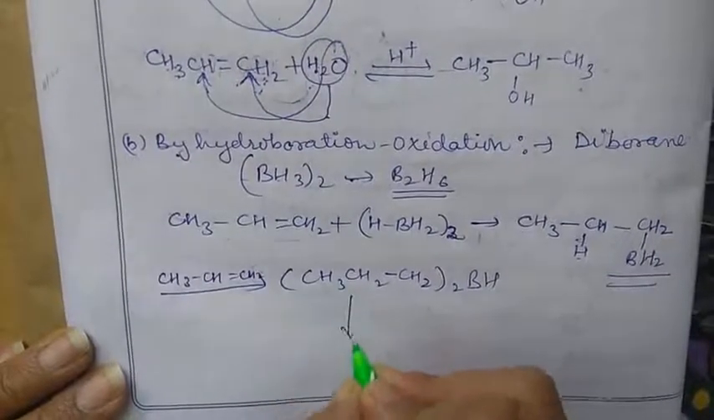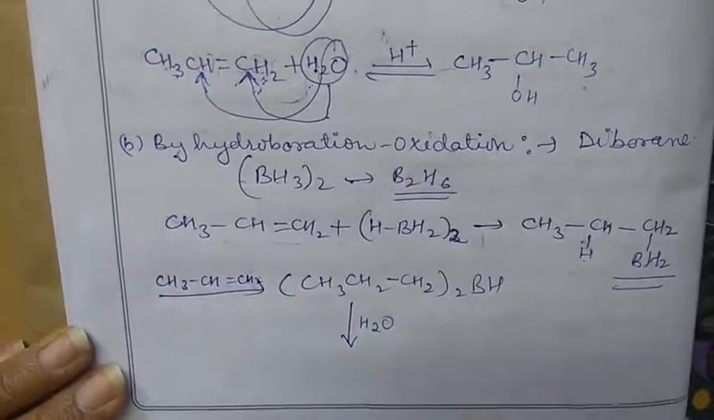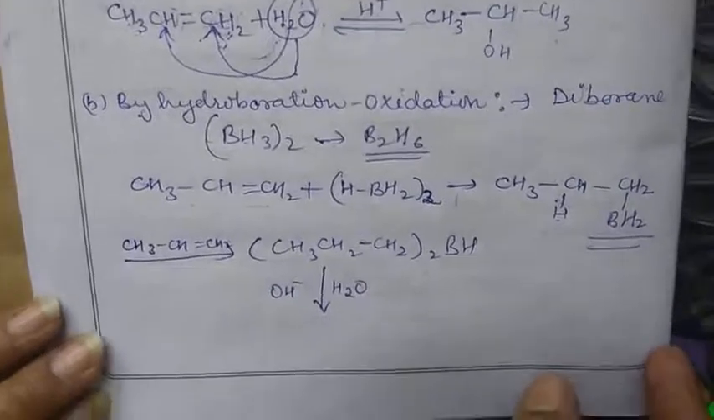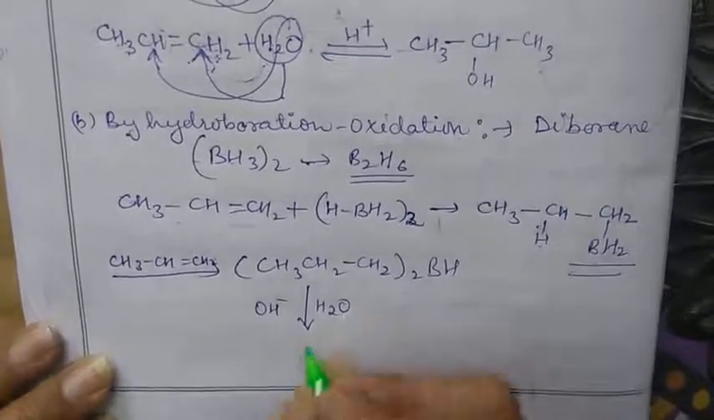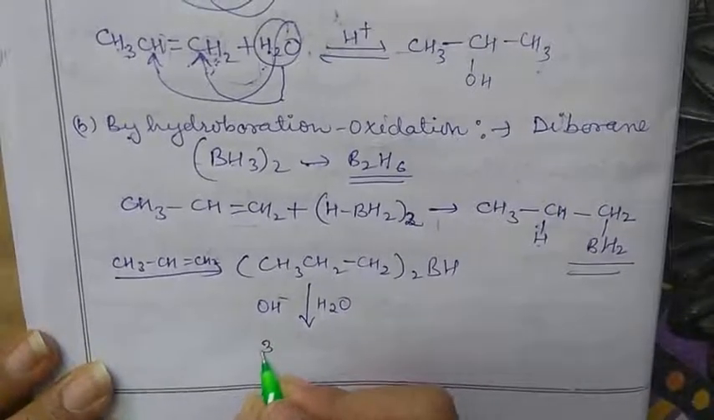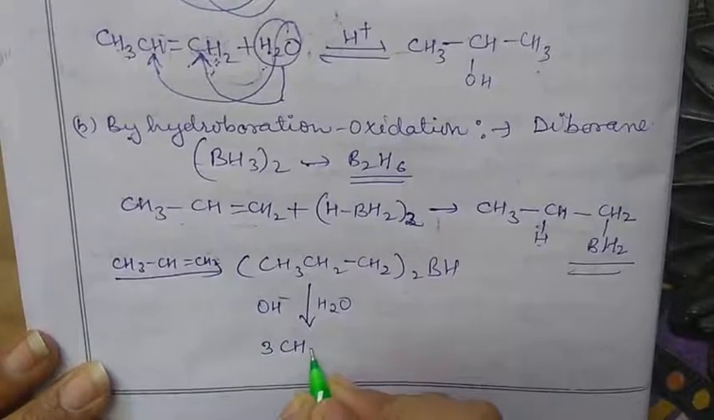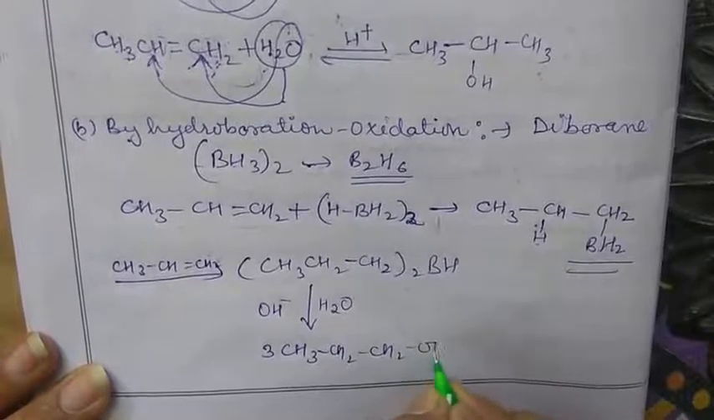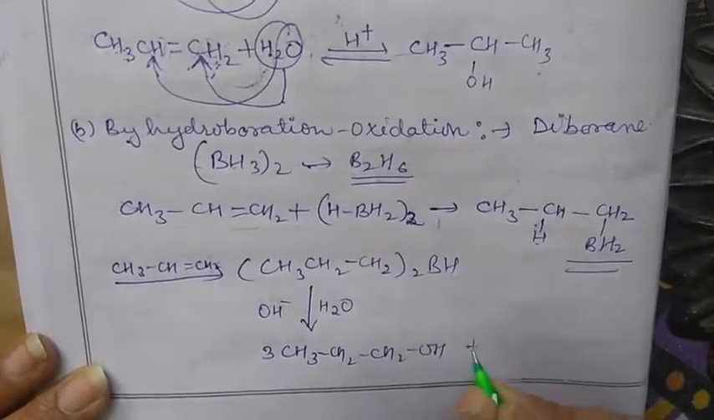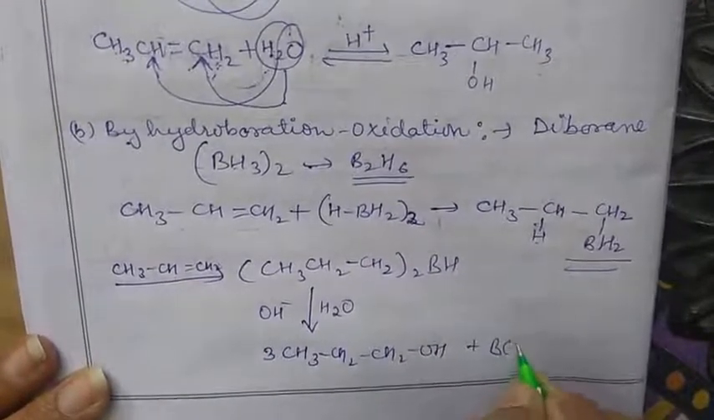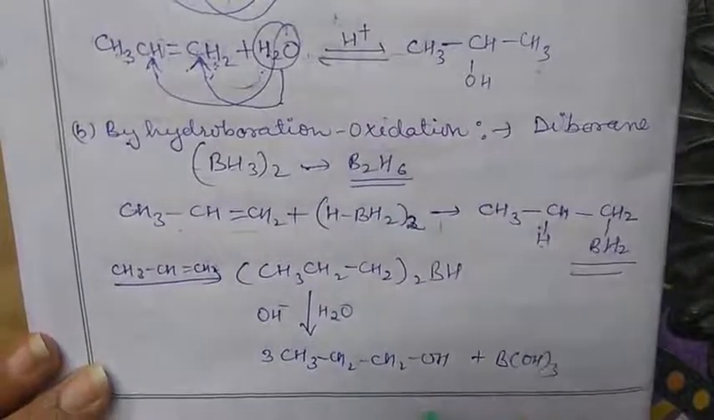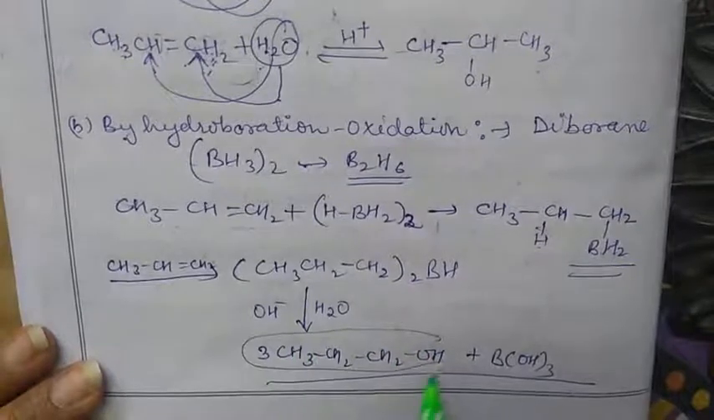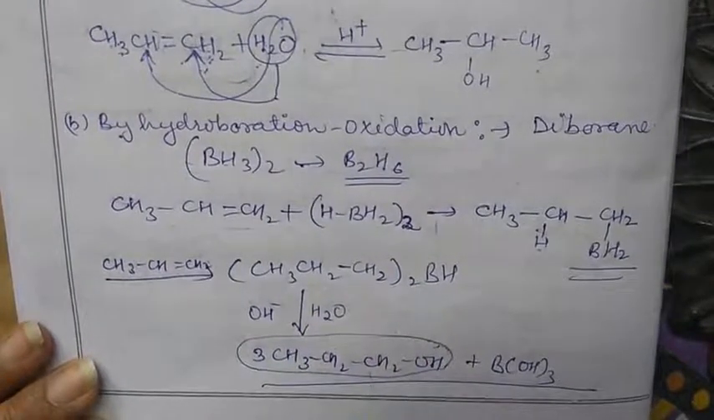Again it is treated with water. Now it is treated with water, hydration of this one takes place, and at last we have CH3 CH2 CH2 OH plus boron hydroxide. This is the product. And what is this? This is the alcohol.